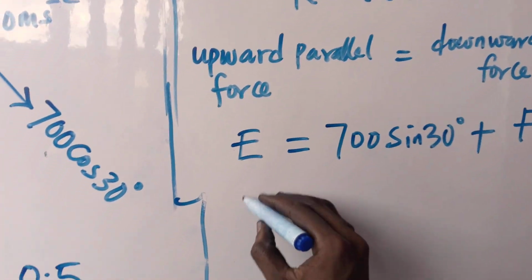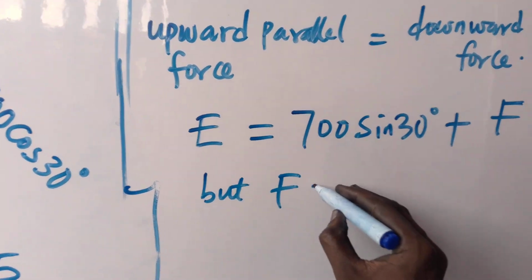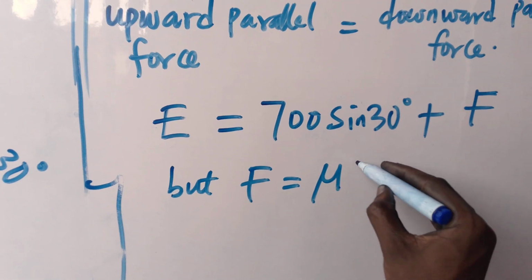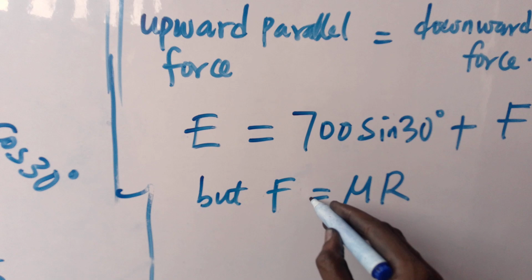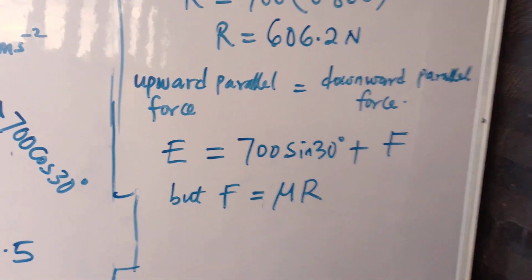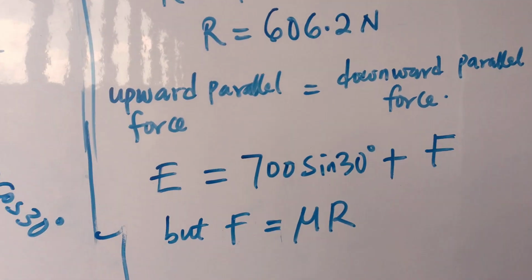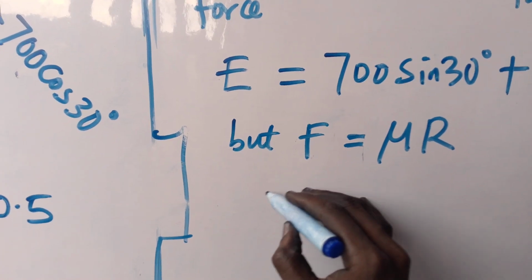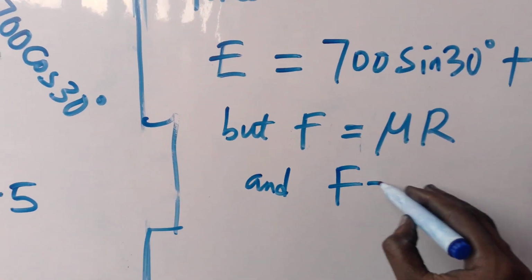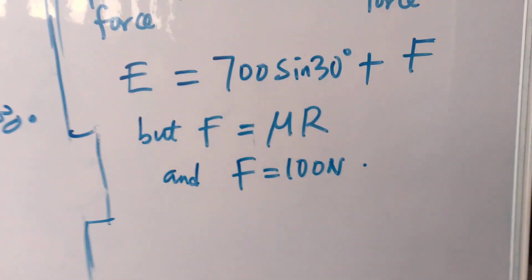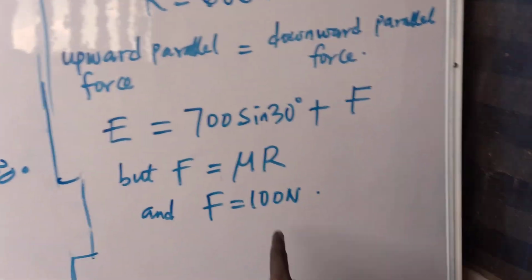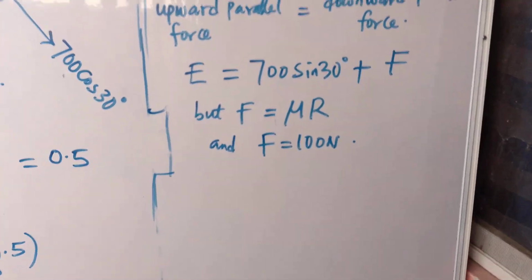Okay, frictional force is equal to the coefficient of friction times the normal reaction. However, we are given the frictional force as F equals 100 Newton. Supposing the frictional force was not given to us as 100 Newton, we can use this formula in finding the frictional force.